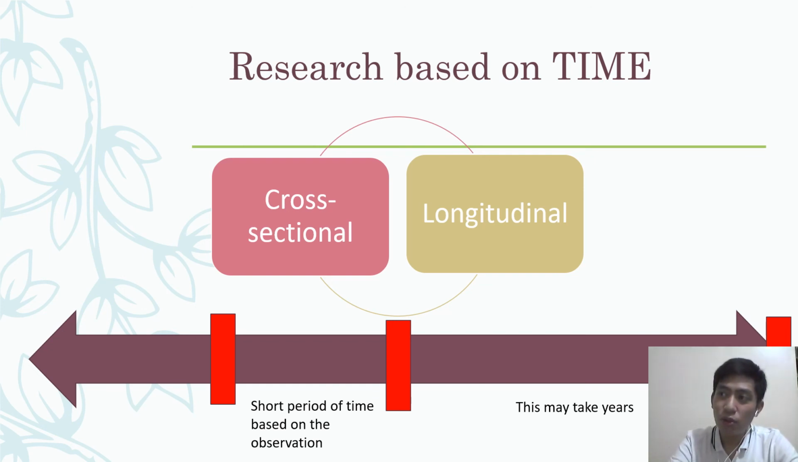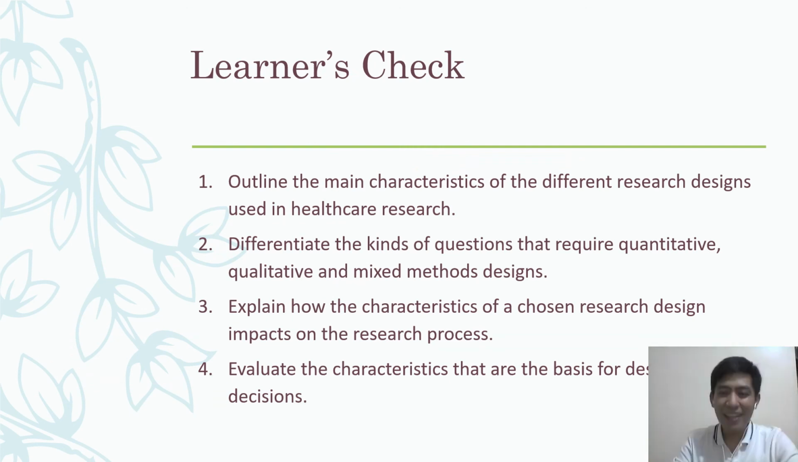They do longitudinal studies that are more on prediction and control, on what happened to the patient or COVID patient across time: first year, second or third year, or even 10 years from now, what happened to them. So these are the differences between cross-sectional and longitudinal. So let's check after our lecture.